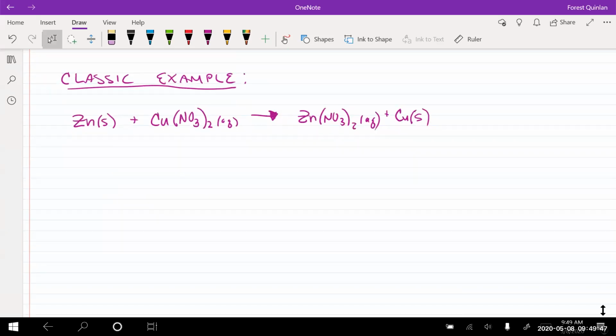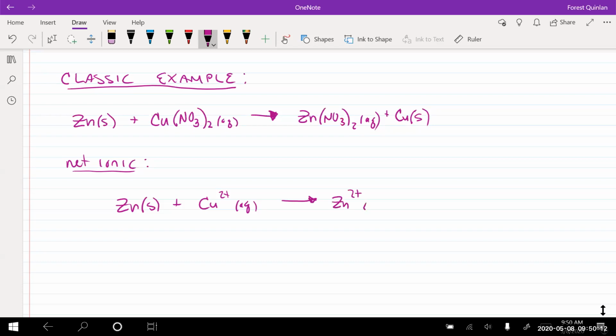Now, if we were to write the actual net ionic equation, so if we go down to the net ionic, you guys remember those guys? Essentially, this would turn into solid zinc plus copper(II) ion floating around. They'll switch places, and that zinc would now be floating around, and the copper would be solid.